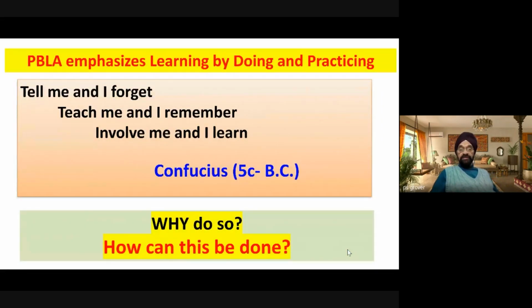So project-based learning says, do things with your own hands. Do things, but what is the learning? That's important. Learning, acquiring, while doing things. You are also familiar with the old saying: if you tell me, I forget; teach me and I remember; involve me and I will learn. So learning when I am made to do things with my own hands, with my own efforts. So why do we do so?